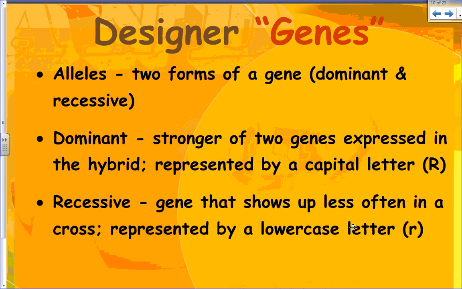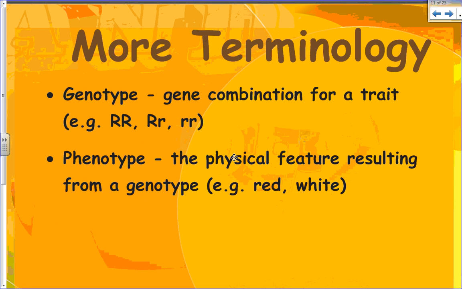So alleles. Alleles are actually a form of a gene, and alleles can be either dominant or recessive. If an allele is dominant, it's stronger of the two genes. It's expressed in the hybrid, and it's represented by a capital letter R. If an allele is recessive, it shows up less often in a population, and it's represented by a lowercase letter r.